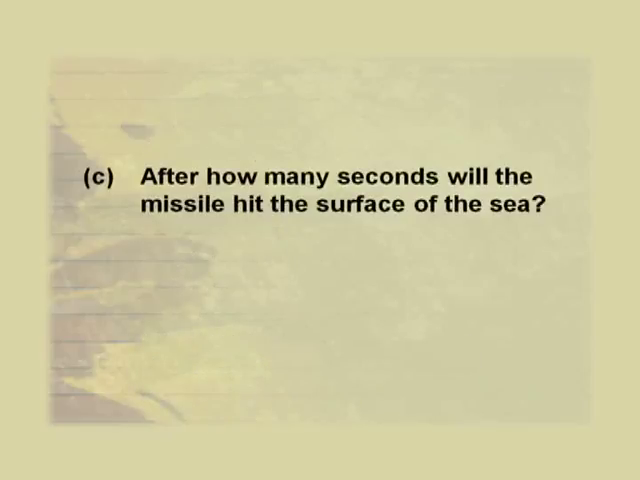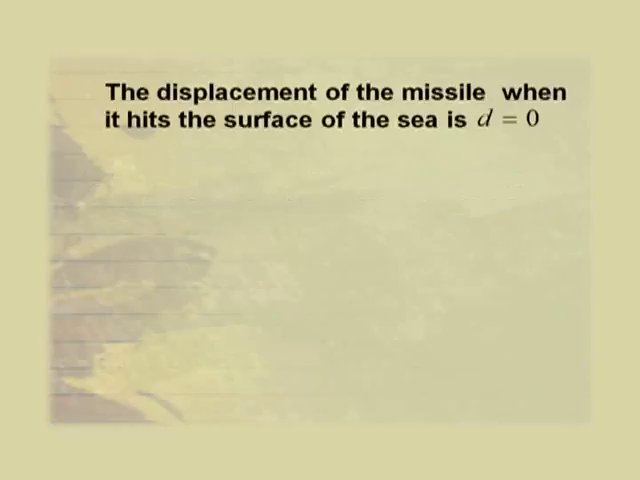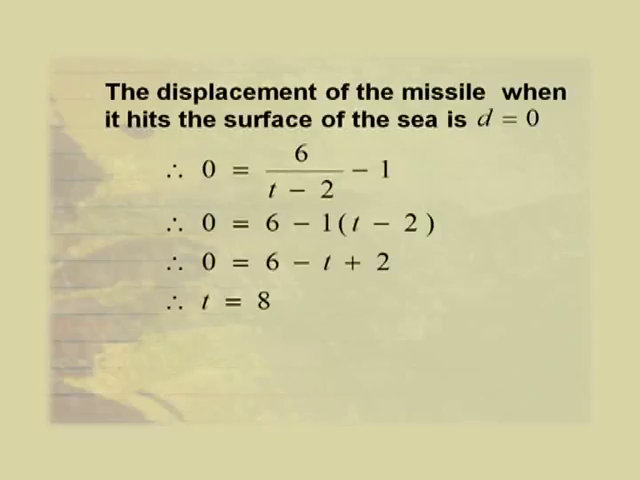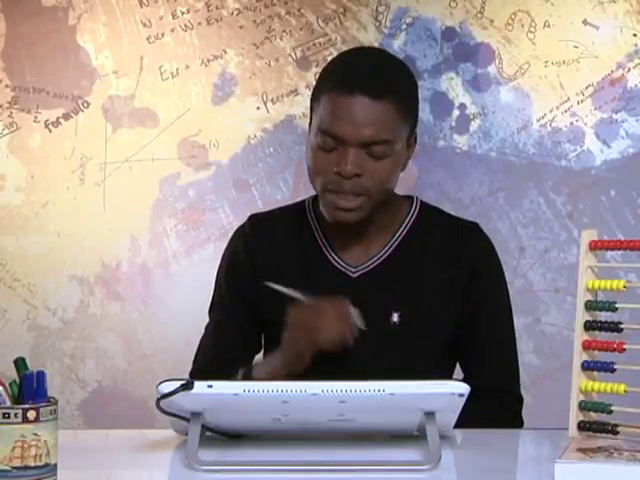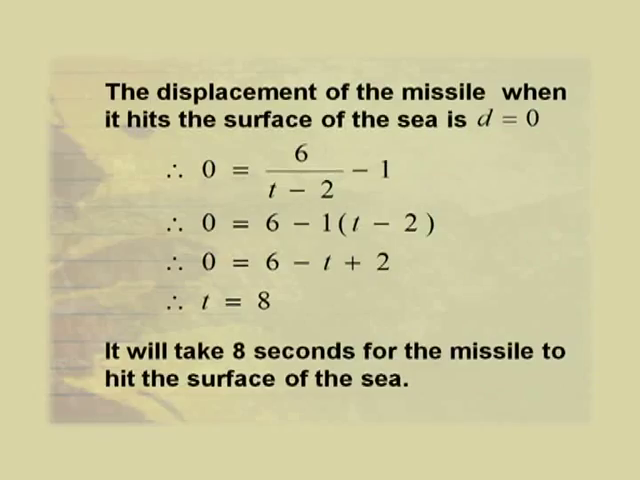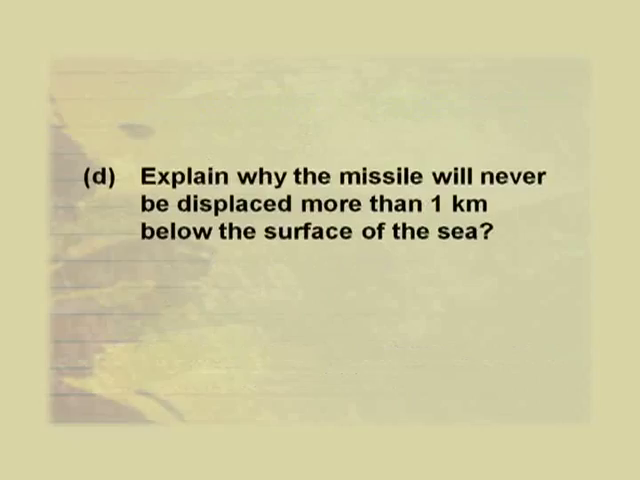The third question is, how many seconds will it take the missile to hit the surface of the sea? The displacement of the missile when it hits the surface of the sea is d is equal to 0. Therefore, we have to substitute into the equation and d will be 0. Therefore, you get t will be equal to 8. It will take 8 seconds for the missile to hit the surface of the sea.